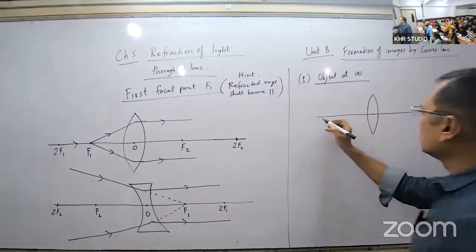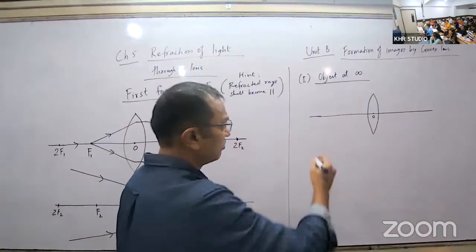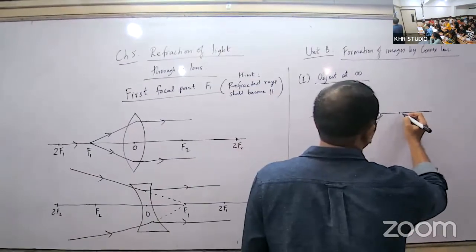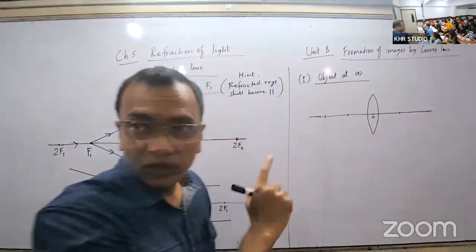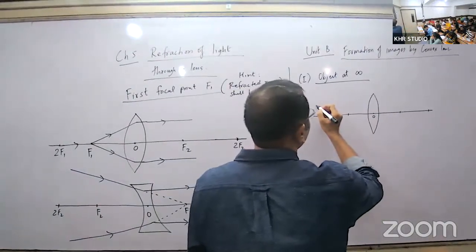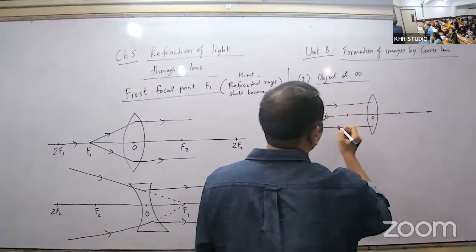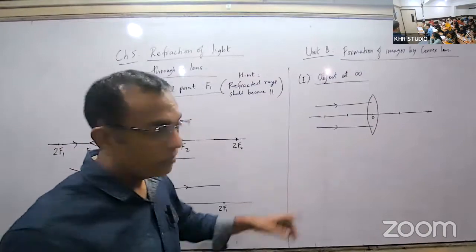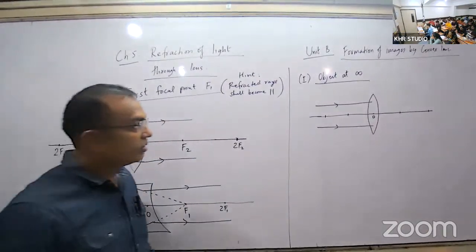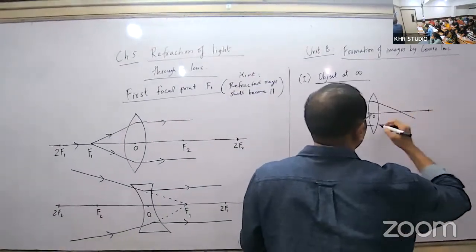So how to draw the ray diagram? First you draw the lens. Then mark 2 points on the left, 2 points on the right. Do not label them at this stage. First draw the ray diagram. When the object is at infinity, the incident ray will be parallel to the principal axis. And all the parallel rays will, after refraction, pass through the focus. This is a rule.